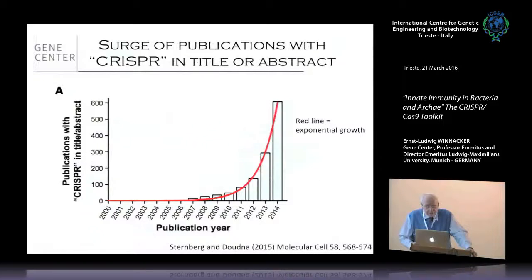And this is a table from PubMed. You can see that the red is the exponential curve, and the number of publications follows the exponential curve. In fact, in 2015, which is not on here, I looked it up, it's more than doubling of the publications. So it's about 1,500 publications last year which contained CRISPR-Cas in the title or in the abstracts. So it looks as if everybody's using it.